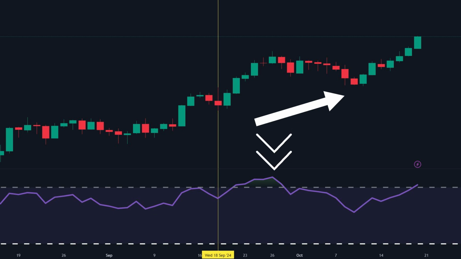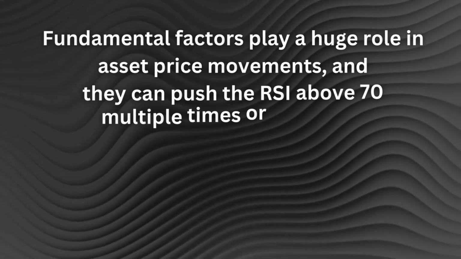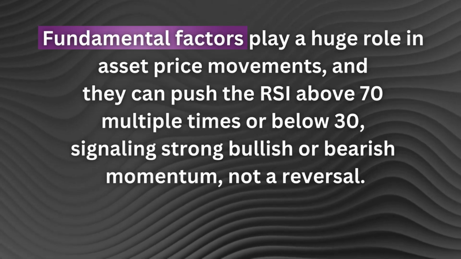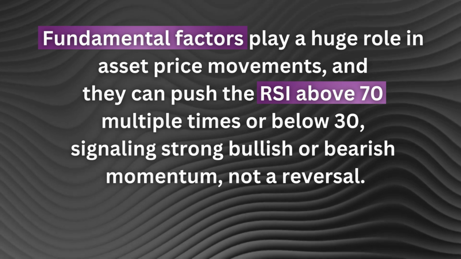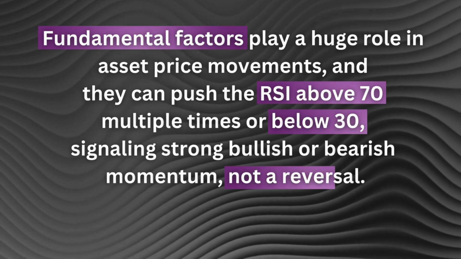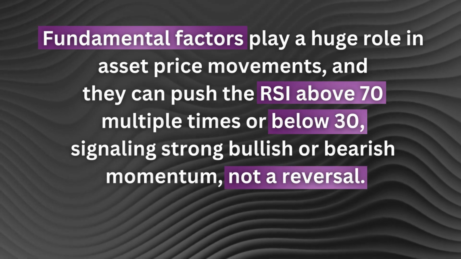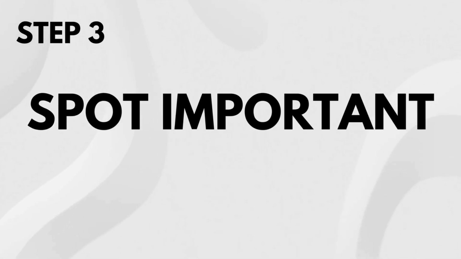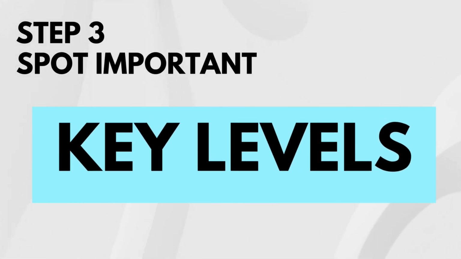The RSI was already above 70. Yet instead of a pullback, the price kept on climbing. That is why relying on RSI's overbought and oversold levels is disastrous, because the fundamentals can push the RSI above 70 or below 30 multiple times. That is where the need of spotting key levels comes in, hinting at price reversal.